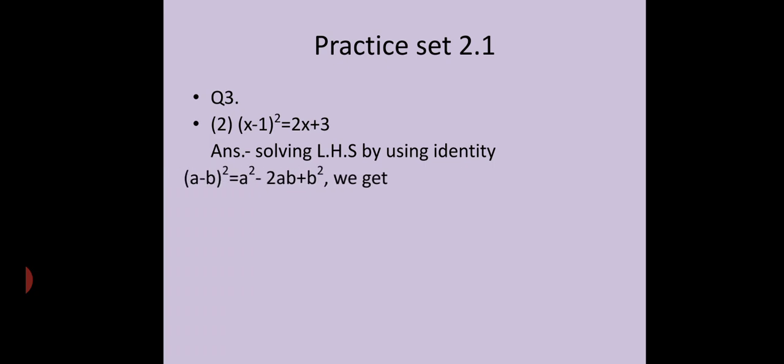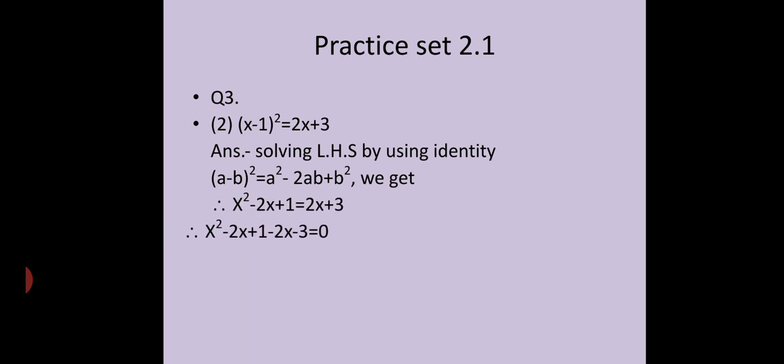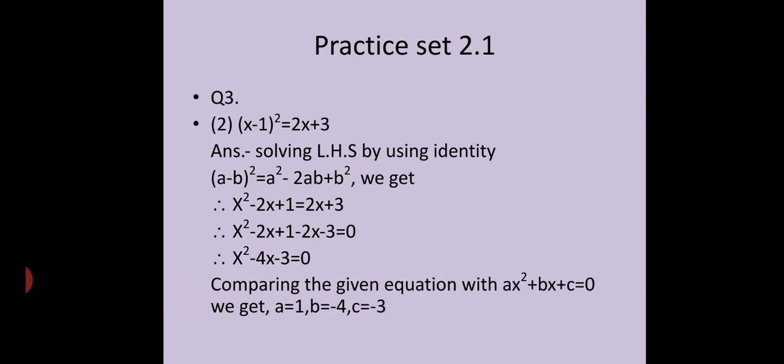Practice set same. Question number 3 is same. Now the example number is second. Bracket x minus 1 square is equal to 2x plus 3. Solving LHS by identity, a minus b bracket square is equal to a square minus 2ab plus b square. This identity we have already learned in 8th standard. We get x square minus 2x plus 1 is equal to 2x plus 3. Therefore, x square minus 2x plus 1 minus 2x minus 3 equal to 0. Therefore, x square minus 4x minus 3 equal to 0. Comparing the given equation with ax square plus bx plus c equal to 0, we get a equal to 1, b equal to minus 4 and c equal to minus 3.